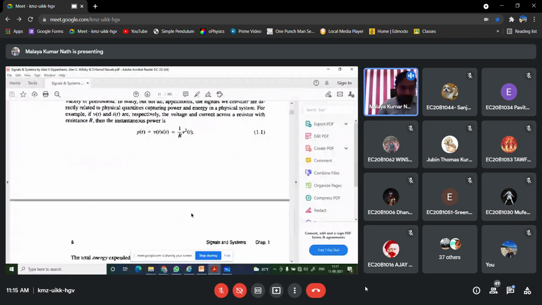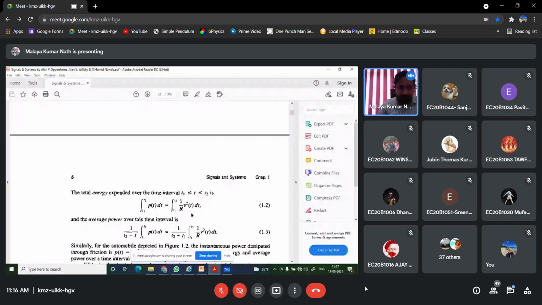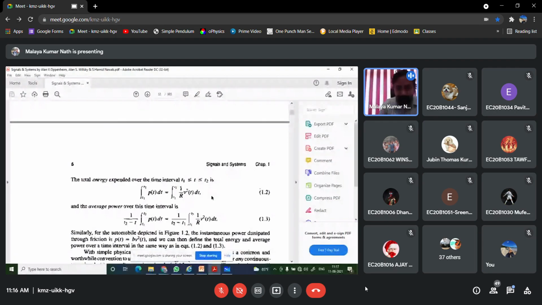Power can be represented as the total energy expended over the time interval t1 less than t less than t2. That means how much energy we are expending during the interval t1 to t2. So how can we represent this energy? If we perform the integration from t1 to t2 of p(t) dt, it gives the integral from t1 to t2 of 1 by R v squared(t) dt. This is nothing but the energy over the time interval t1 to t2.